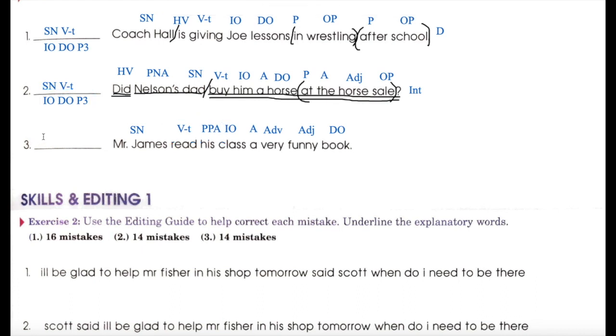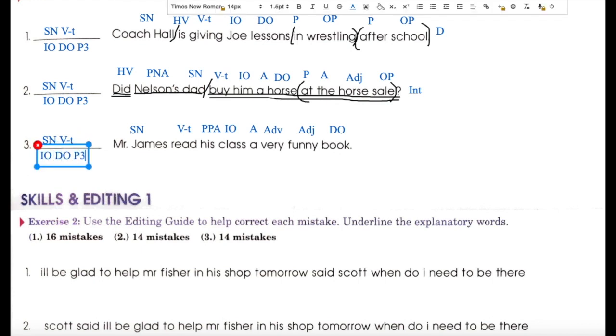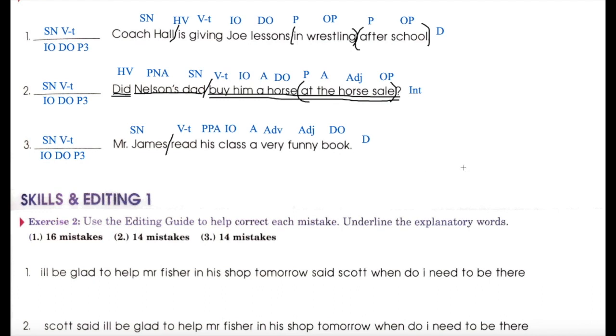And let's classify. SN, verb transitive, indirect object, direct object, pattern 3. We don't have any prepositional phrases. We have a period, statement, declarative sentence. Let's divide the complete subject from the complete predicate. Mr. James is the complete subject. The rest is the complete predicate.